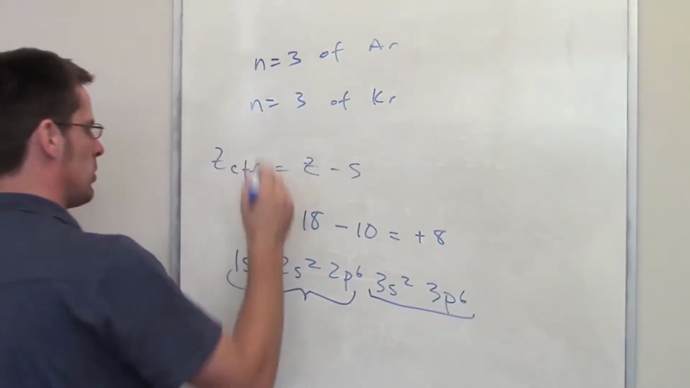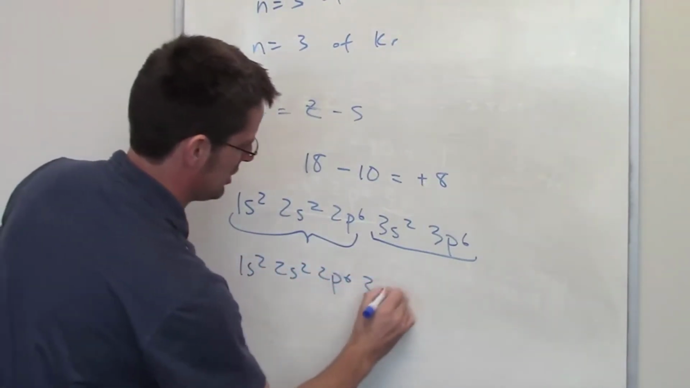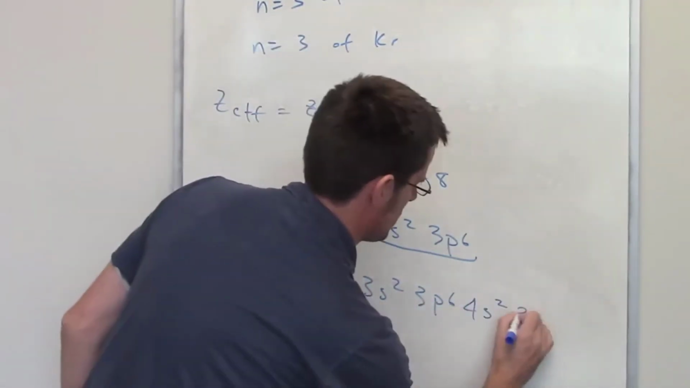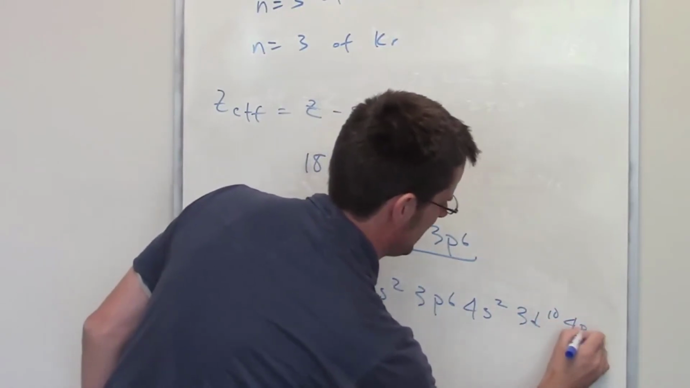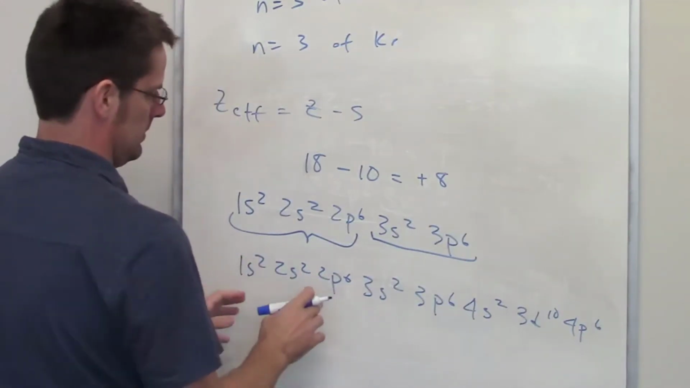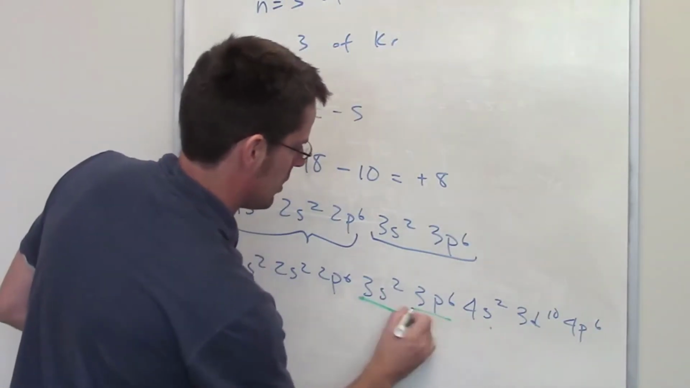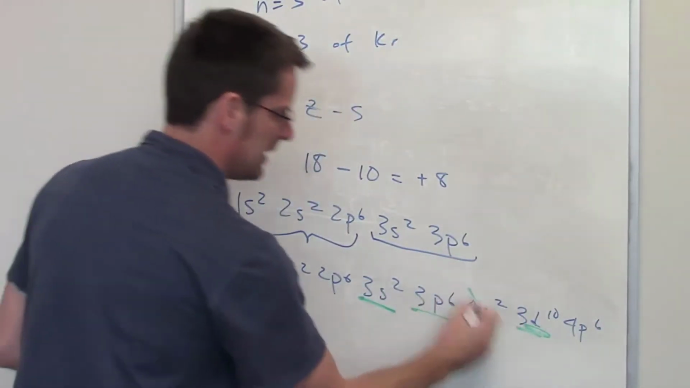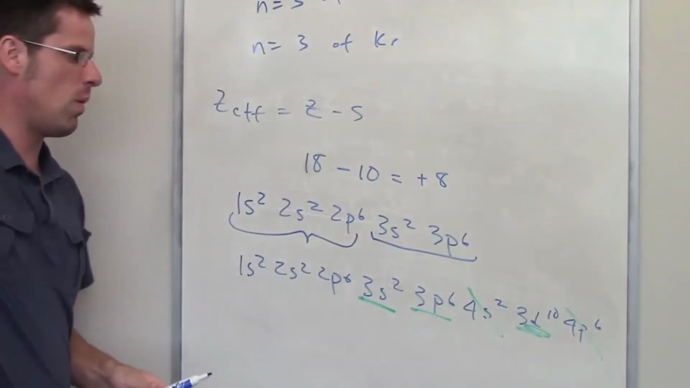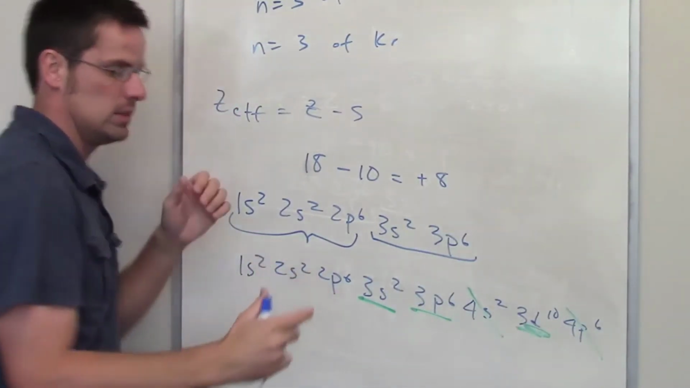Now for krypton. Krypton has an electron configuration of 1s2, 2s2, 2p6, 3s2, 3p6, 4s2, 3d10, 4p6, I believe. What's going on is it's asking us what's the Z effective going to be for krypton's electrons in its level 3. So all of these guys, I can completely ignore the electrons in energy level 4 because they're further away. They're not between the electrons at level 3 and the protons in the nucleus.